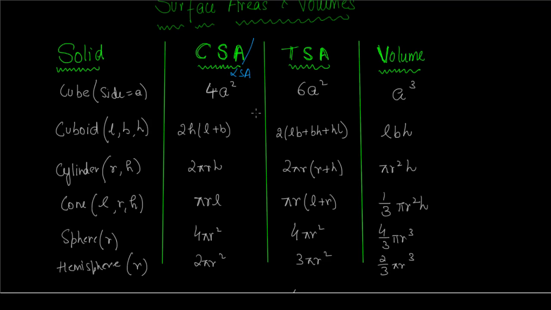But if we consider the TSA, then the top and bottom are also considered, so it becomes 6A square, because each face is A square. And volume, it's a 3-dimensional figure, so A into A into A, that is A cube, right?